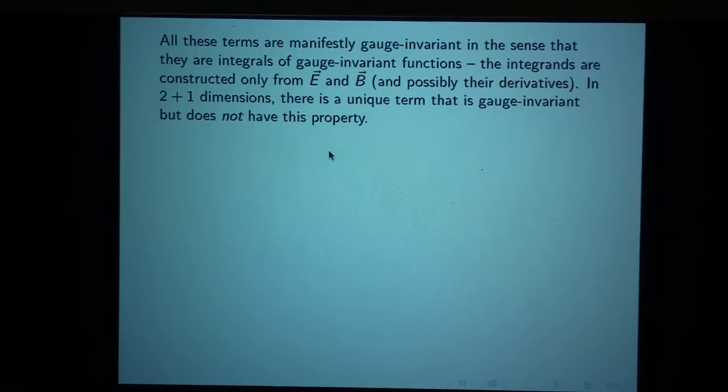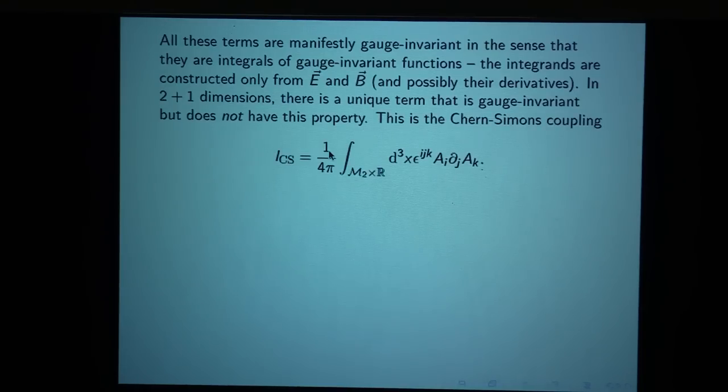Now, in 2 plus 1 dimensions, there are all kinds of terms like I've indicated, but there's a unique term that's gauge invariant, but isn't the integral of a gauge invariant local density. And that's the so-called Chern-Simons coupling, which I'll call I Chern-Simons, and I've written it as follows, where M2 is the spatial part of space that's filled by a material, and R parameterizes the time. And I've written this in the most simple way as the integral d3x epsilon ijk times A_i times the derivative of A_k.